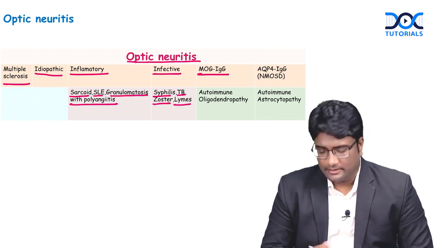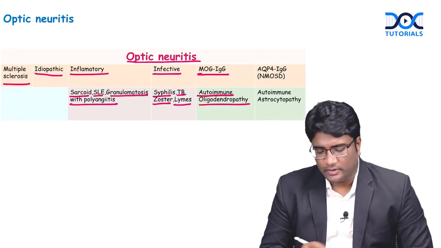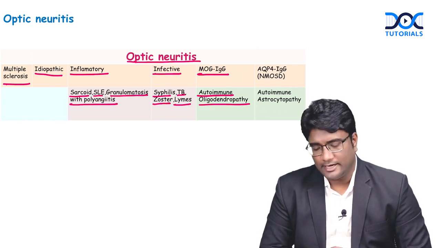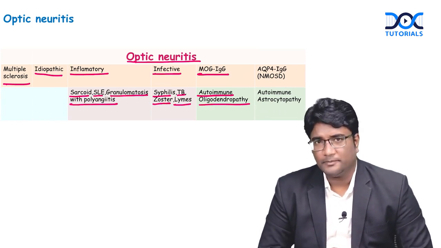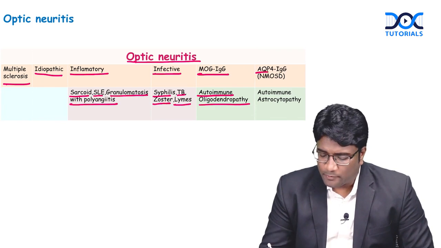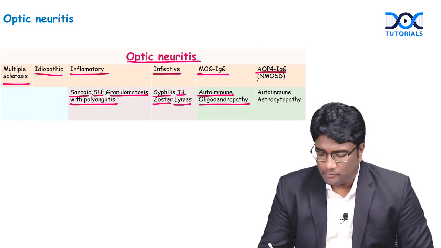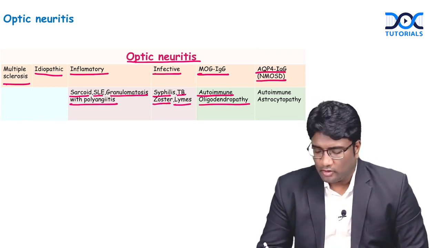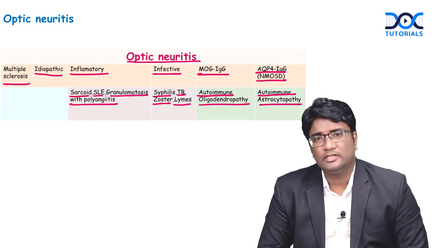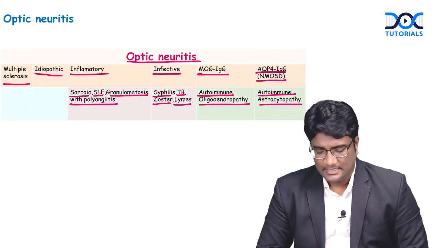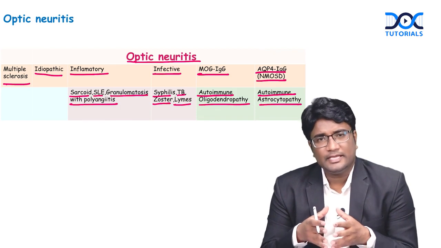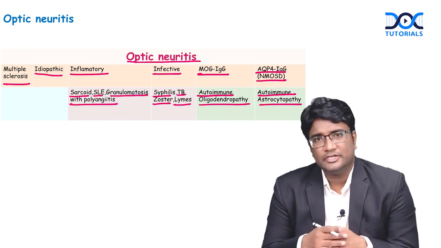MOG antibodies, like the autoimmune oligodendropathy that you have, right? So anti-MOG antibodies are also causing optic neuritis. And aquaporin 4 antibody, or the NMO spectrum of disorders, autoimmune astrocytopathy, is also another cause for optic neuritis. Let's try to understand how the MR imaging appears in these conditions.